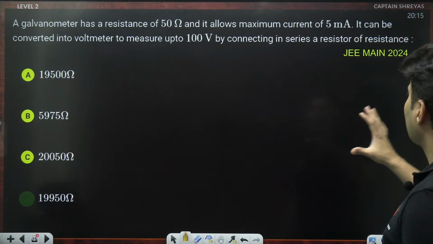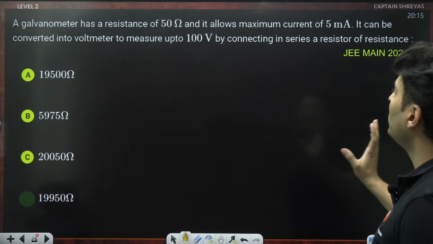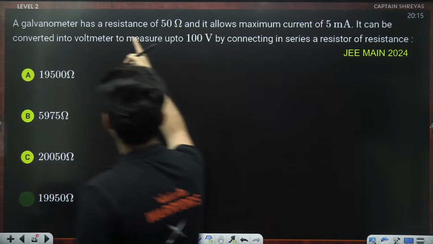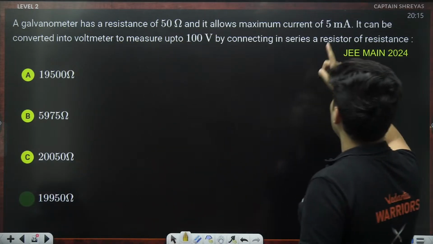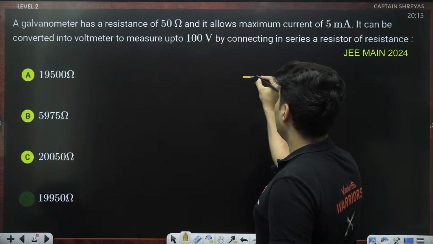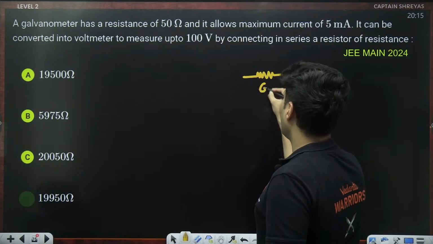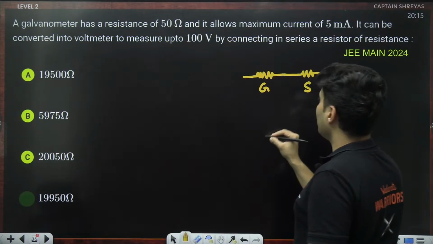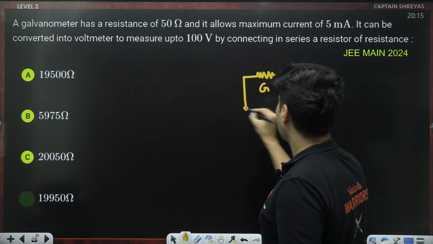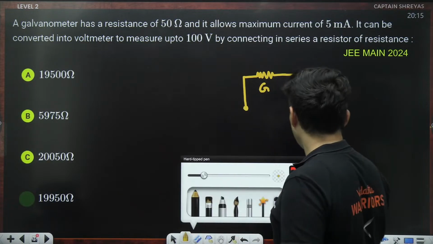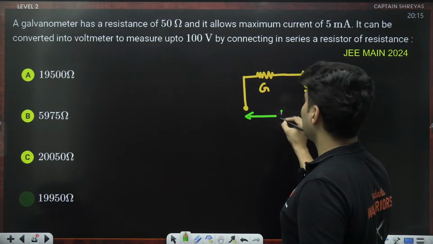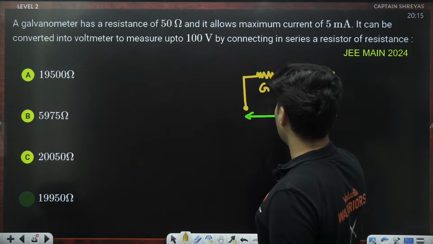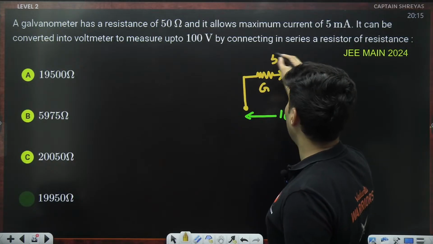A galvanometer has some resistance and a maximum current, and it is converted into a voltmeter. What should be the series resistance? The resistance and maximum current are given. To convert it into a voltmeter, I need to connect a resistor in series so that it behaves like a voltmeter. The voltage drop across these two points is now 100 volts, and the maximum current which can flow through this is 5 milliamperes.